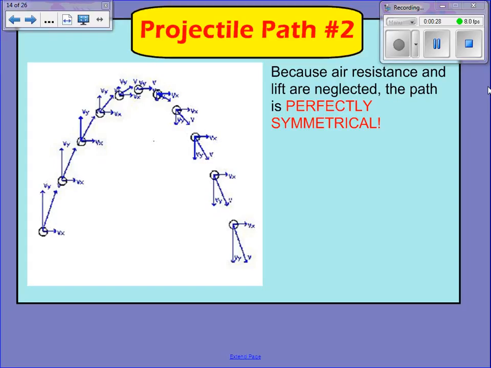Before we start doing some practice problems, let's understand the concept and idea of projectile path number 2. Because we are still neglecting air resistance and lift, the pathway for projectile path number 2 is perfectly symmetrical. You'll see on the left-hand side of the screen there is a drawing for this pathway. There's a few things I'd like to point out as we go through this pathway. The first thing I want to point out is the fact that the object, whatever it is, is starting and ending at the exact same height.